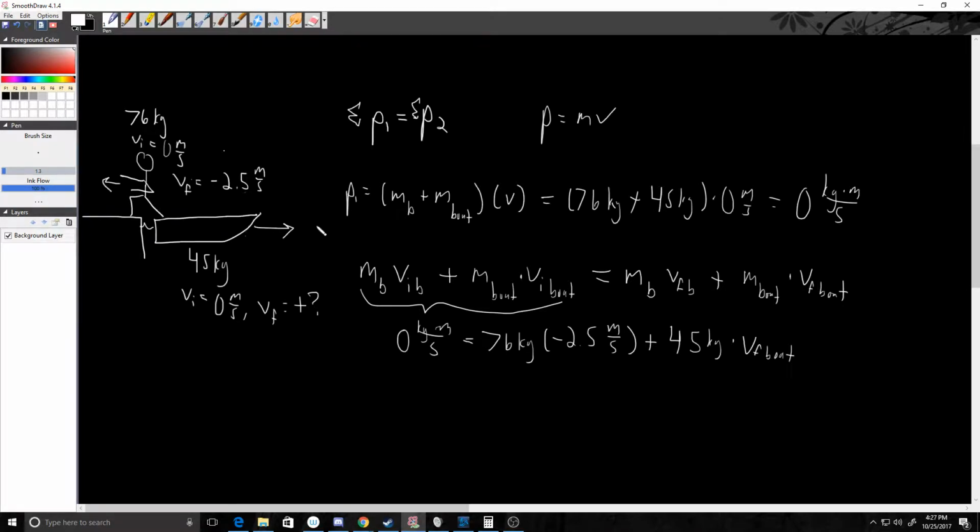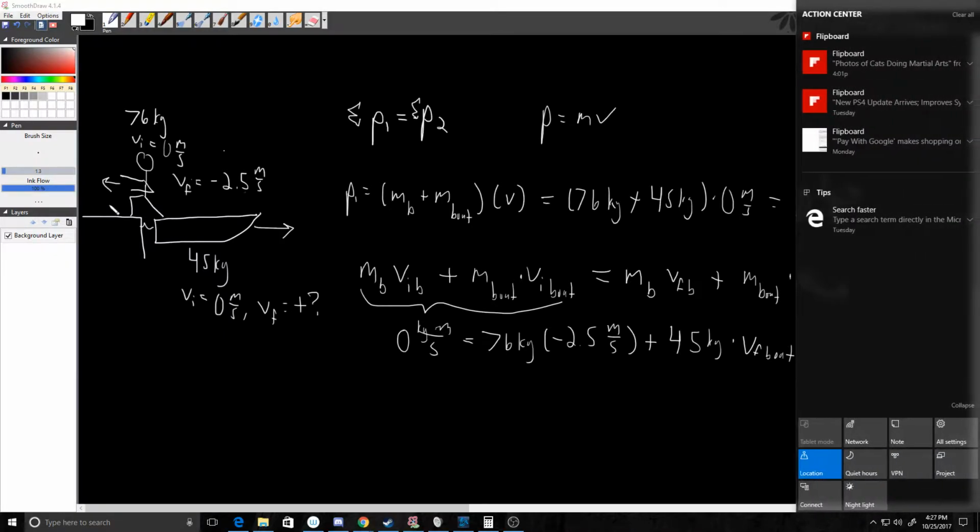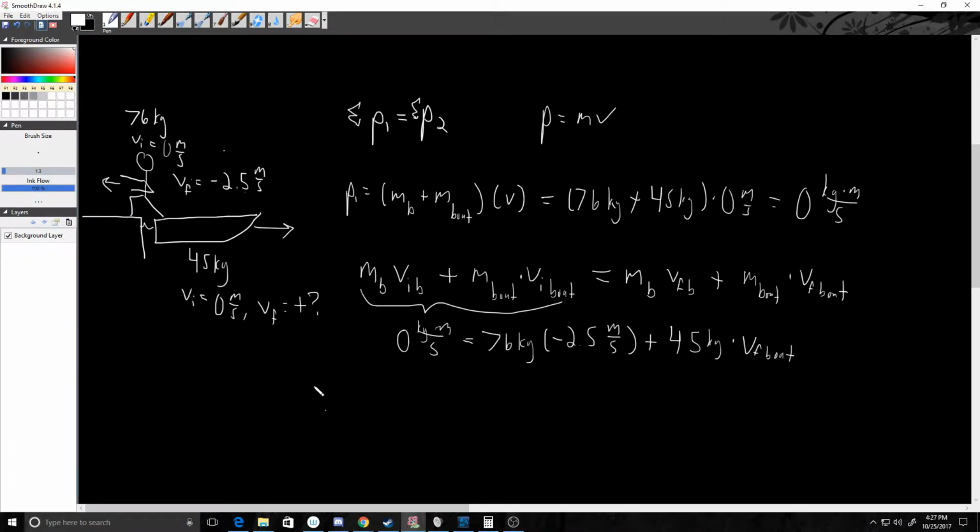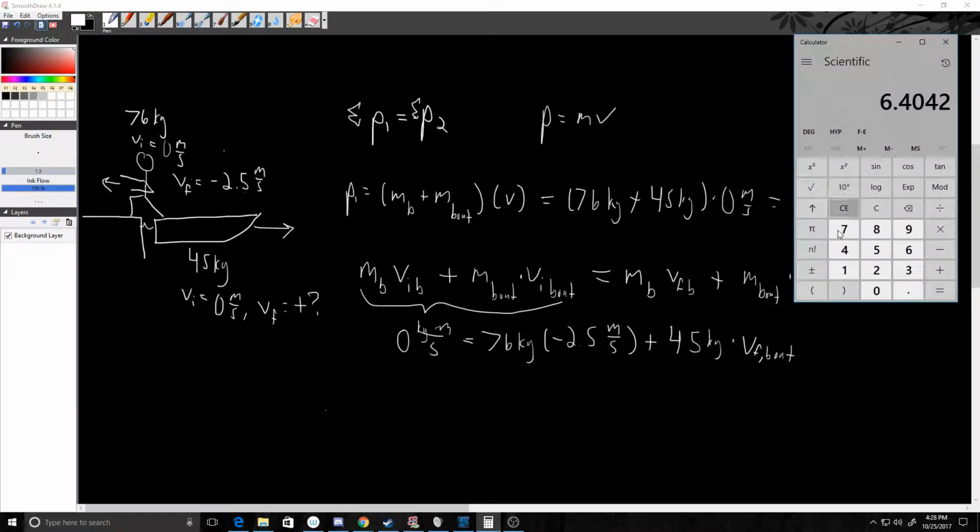I do want to know the direction the boat's going in. I already kind of know that intuitively. The big thing, though, is I want to know how fast that boat's going as this person steps off the boat. So now I just need to do some pretty basic algebra just to get the final velocity of the boat. So let's start off by taking 76 times 2.5, or negative 2.5.